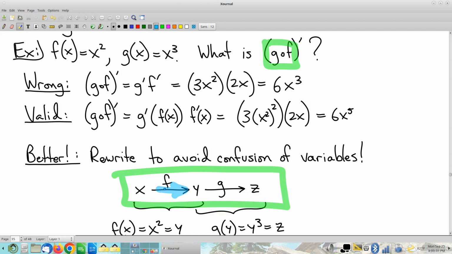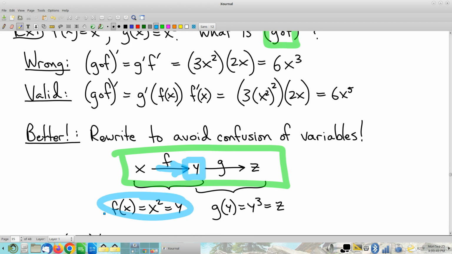What am I going to call the thing that comes out of F? I'm not going to call it X. X is what went into F. The thing that comes out of F, I can't call X. So I'm going to call it something different. I guess I'll call it Y.